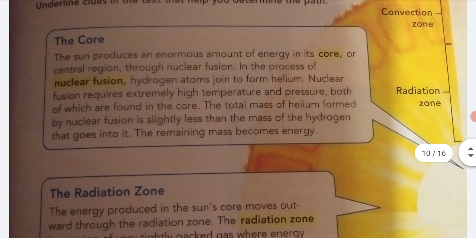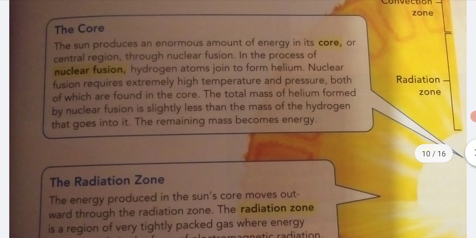The core. The Sun produces an enormous amount of energy in its core, or central region, through nuclear fusion. In the process of nuclear fusion, hydrogen atoms join to form helium. Nuclear fusion requires extremely high temperature and pressure, both of which are found in the core. The total mass of helium formed by nuclear fusion is slightly less than the mass of the hydrogen that goes into it. The remaining mass becomes energy.